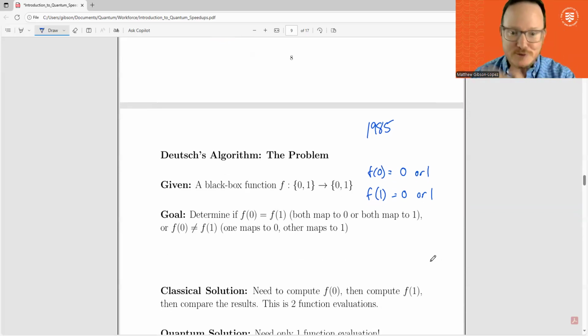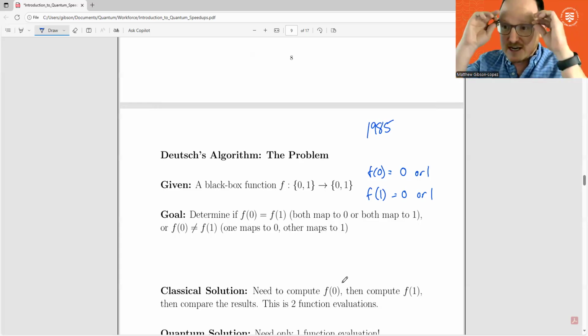So for the classical solution, there's kind of no way around it. I have to evaluate f of 0. It's a black box in the sense that I don't know what the function is. Somebody else has it. You can think of ChatGPT as having it, right? So I ask ChatGPT, hey, what's f of 0? And it tells me 1. Then I ask it, okay, now what's f of 1? And it tells me 0.